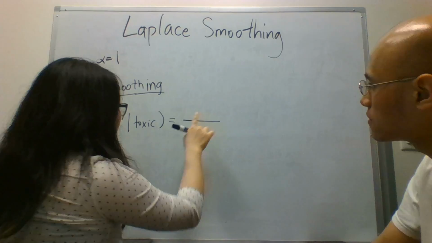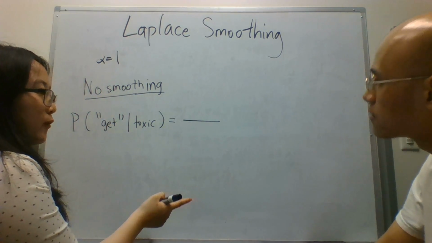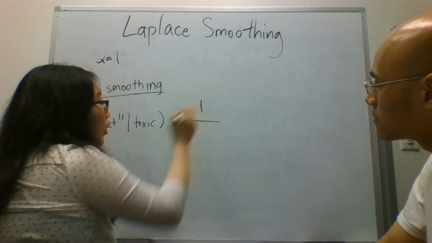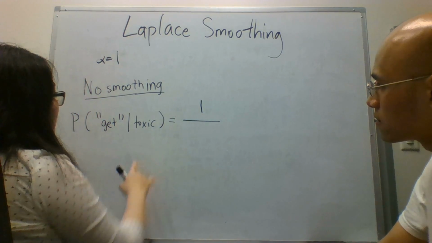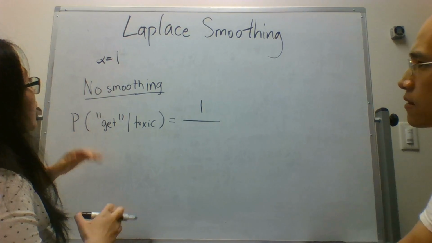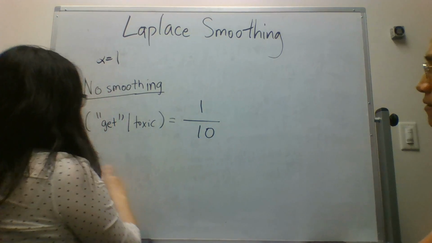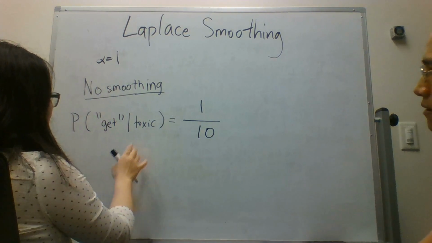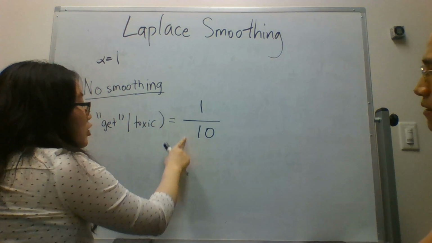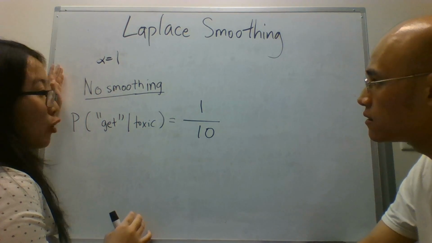First, in the numerator, we're going to find how many times get appears in a toxic phrase, and I believe we found 1. And then we want to consider all the words found in toxic phrases, which we said earlier was 10. So the probability of observing get when we know that the phrase is toxic is 1 over 10. So this is with no smoothing.